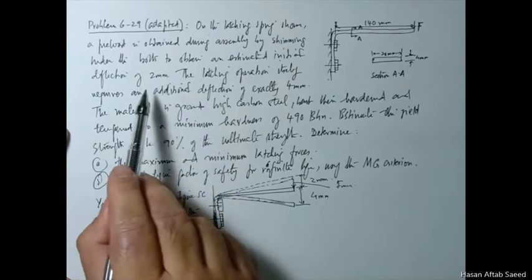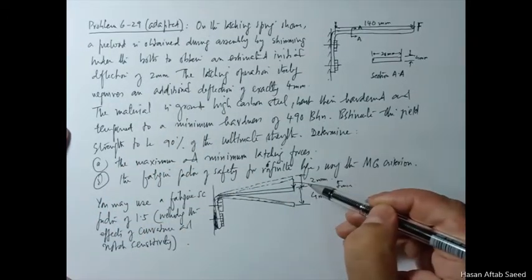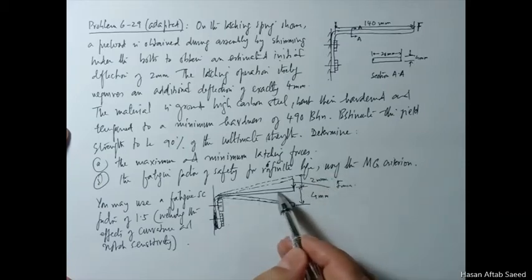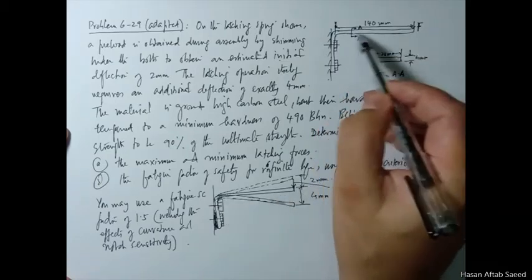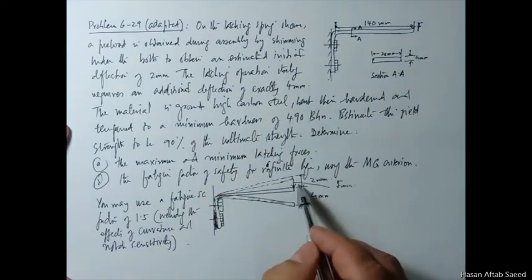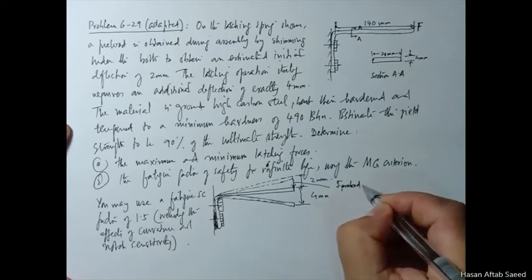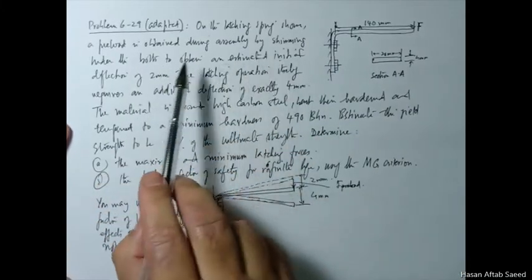Obtain an estimated initial deflection of 2 millimeters. Then what happens is you apply a force here, and then that force brings the spring to an even keel like this shown. So this is what is called preload. This is F preload, and that is what it is talking about here.